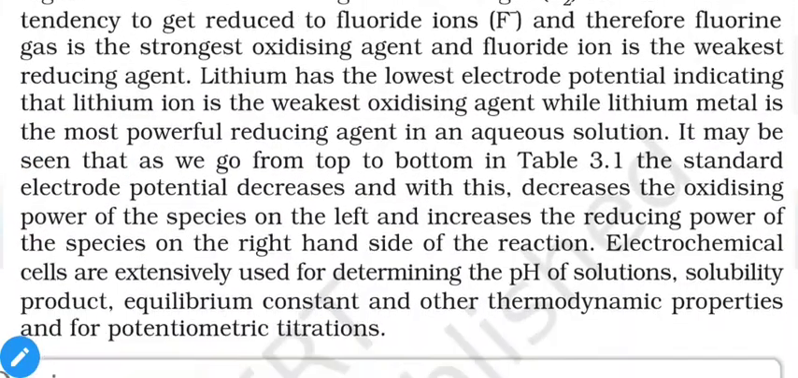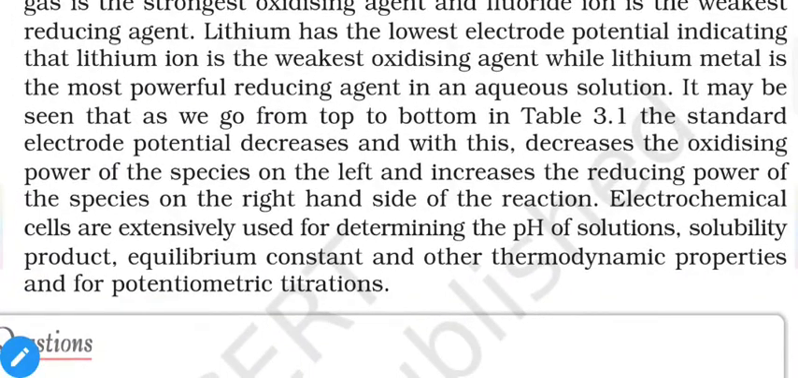Lithium has the lowest electrode potential, indicating that it is the most powerful reducing agent. That means it will strongly oxidize itself, and that's why it can strongly reduce others. So it can act as a strong reducing agent, and it can also act as the weakest oxidizing agent. It may be seen that as we go from top to bottom in table 3.1, the standard electrode potential decreases. With this, the oxidation power of the species on the left decreases and the reduction power of the species on the right hand side of the reaction increases.